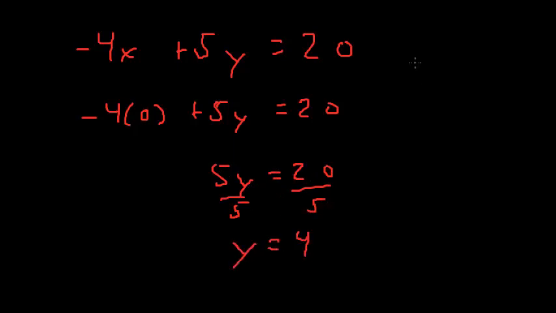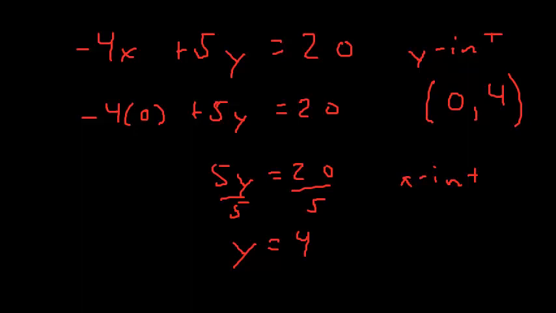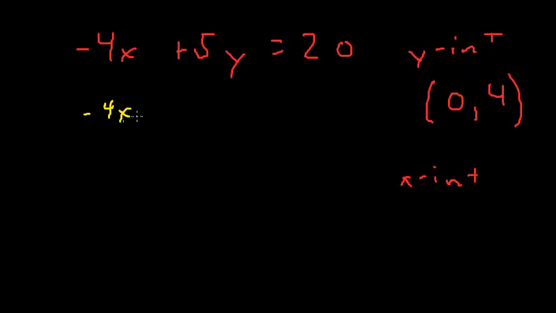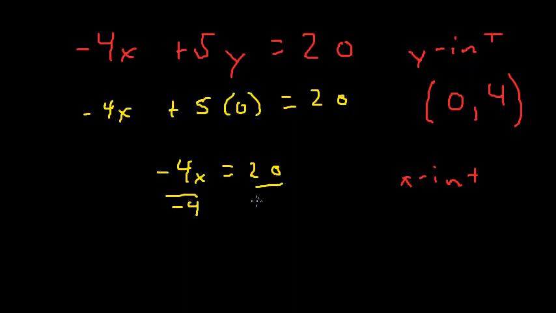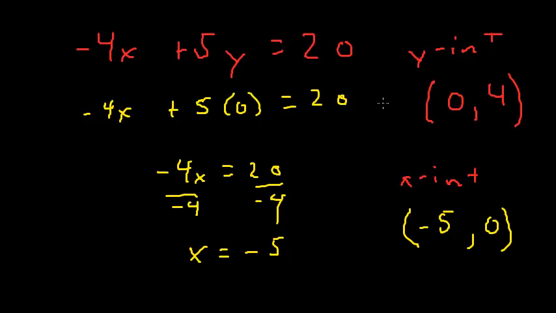This gives me the y-intercept of (0, 4). If I want to find the x-intercept, I can do the same thing, just plugging 0 in for y. So we have -4x + 5 times 0 = 20. 5 times 0 is 0, so I have -4x = 20. Divide by -4 from both sides, and x = -5. So my x-intercept in this case is (-5, 0). And these are my two intercepts for this equation.